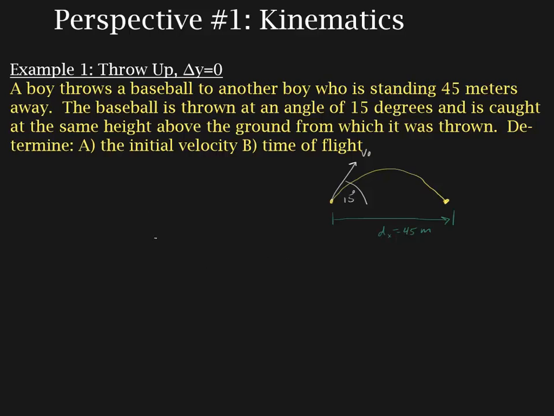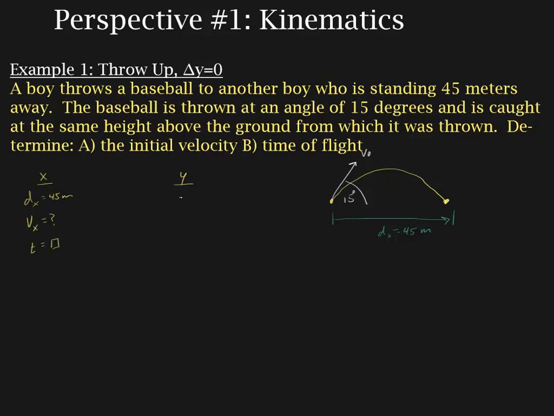So in order to calculate this, we're first going to label or identify our information for the x dimension and the y dimension separately. So in the x dimension, we have dx is equal to 45 meters. Vx is unknown. And t is also an unknown quantity, but it is something that we're going to be looking for.